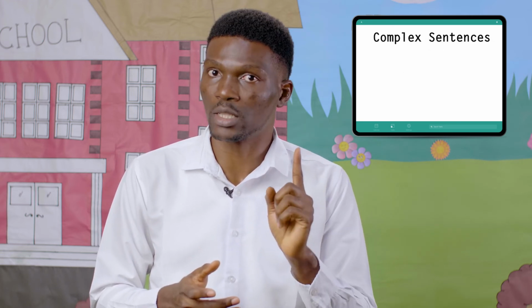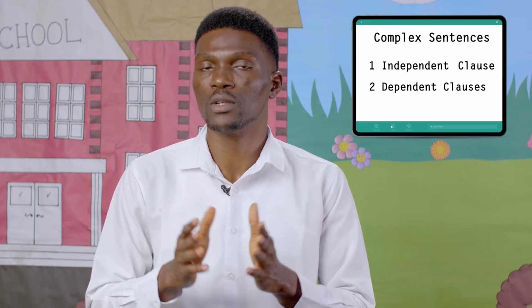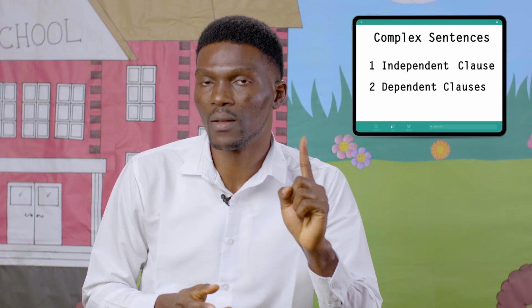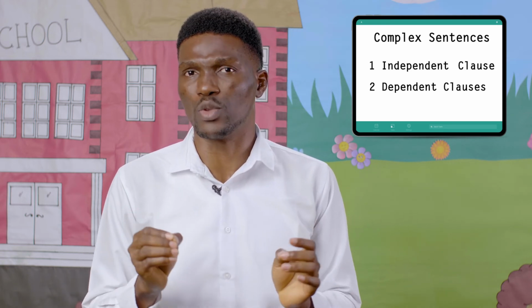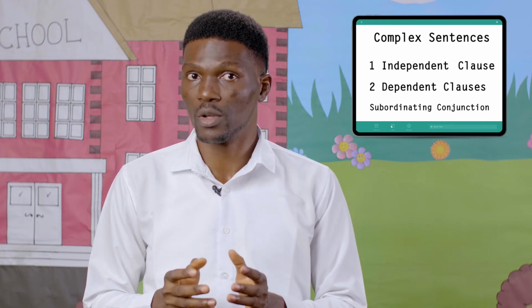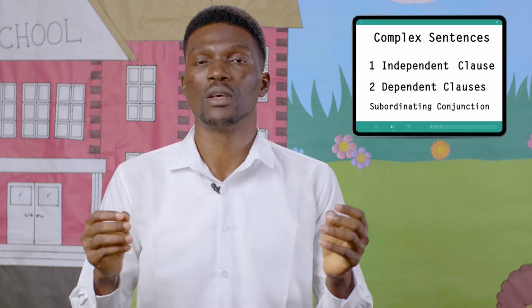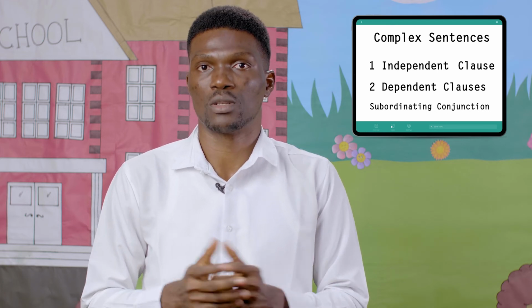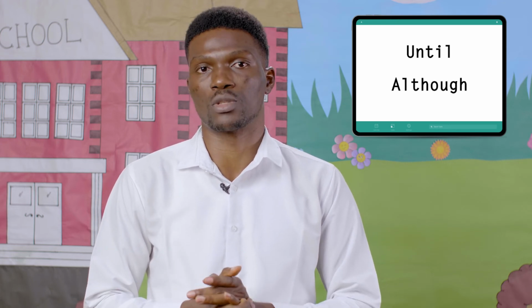And let's move on quickly to complex sentences. A complex sentence consists of one independent clause and two or more subordinating clauses or dependent clauses. One independent clause, two or more subordinating clauses. But the important thing to note here is that they are joined together by a subordinating conjunction. Remember, I mentioned coordinating conjunction, now subordinating conjunction. A subordinating conjunction joins the clauses in a complex sentence. Some examples are until, although. These are subordinating conjunctions.